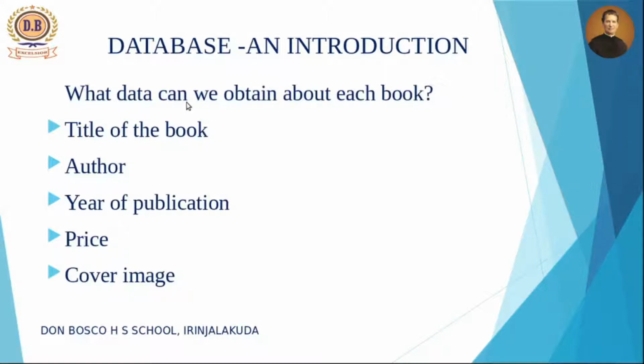And the next question is, what data can be obtained about each book? If you are collecting the details of books, what all are the data that can be obtained about each book? We have to obtain the title of that book, author name, year of publication, price, cover image, catalog, category, etc. So these are all the data we have to obtain about each book, so that when we are preparing a database for the school library, we can enter every detail related to that book.